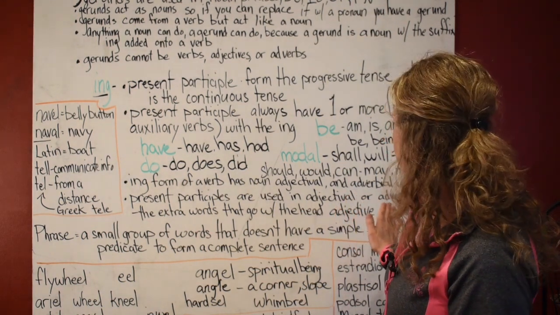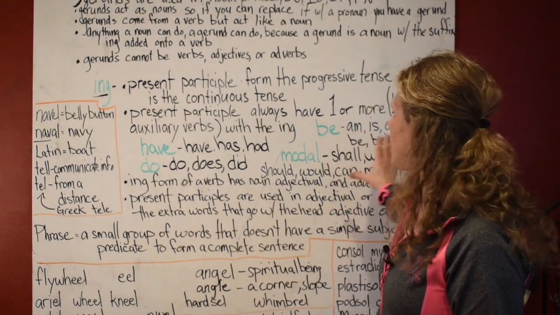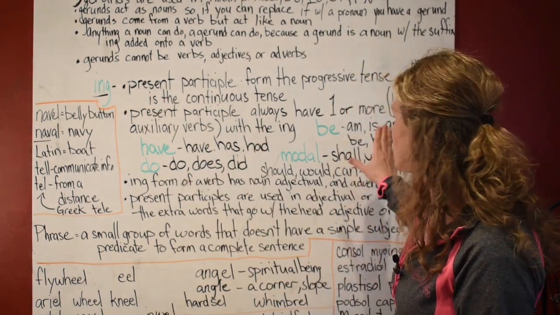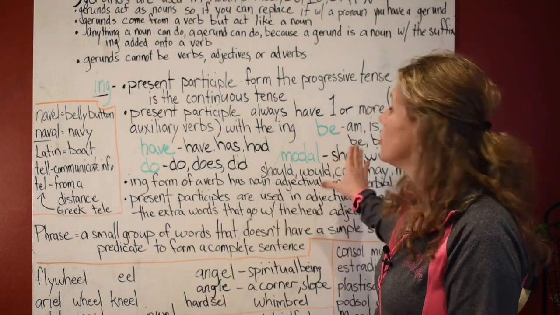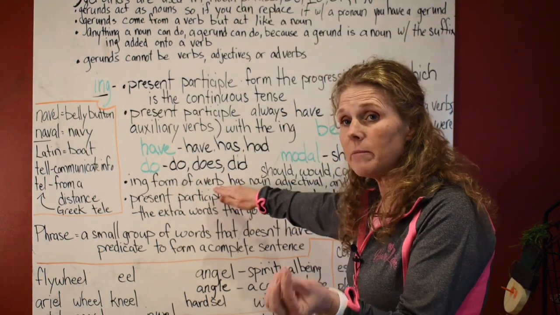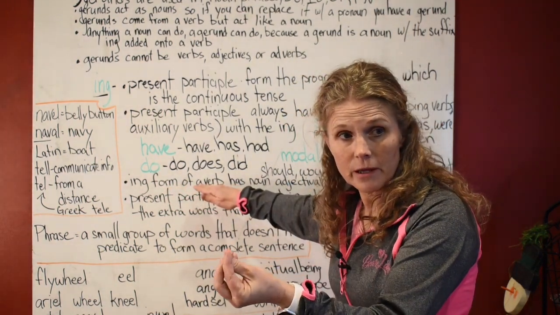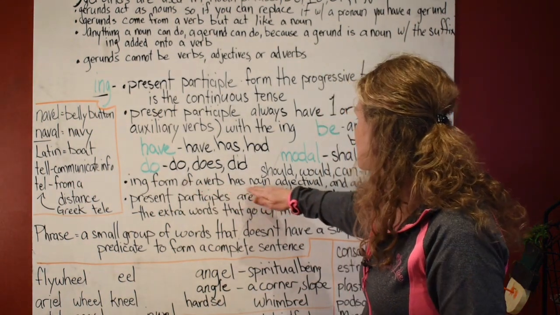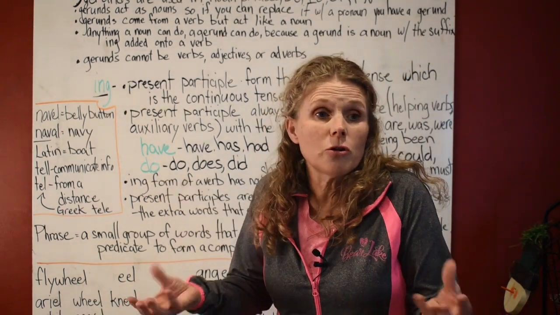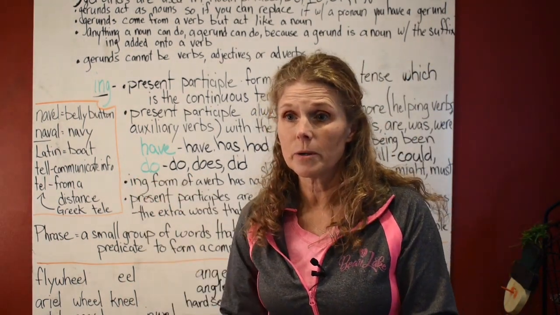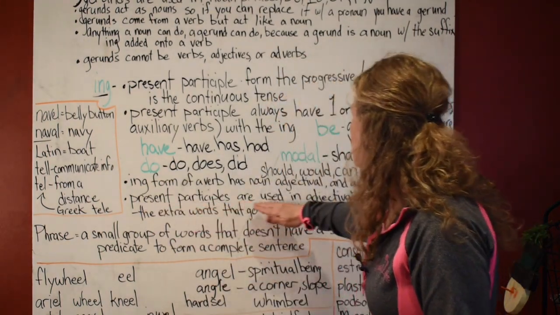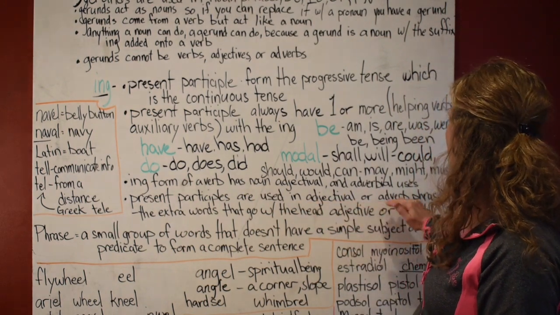All right. And you have more linking verbs than this, but I did these just because those are also your helping verbs and your auxiliary verbs, and that's what you need to memorize. For your basic grammar, you have to have these memorized. The ING form of a verb, so that means you have an ING on a verb, has a noun, adjectival, and adverbial use. That means that ING can be used as an adjective or an adverb. That's what that means. But also, present participles are used in adjectival or adverb phrases.